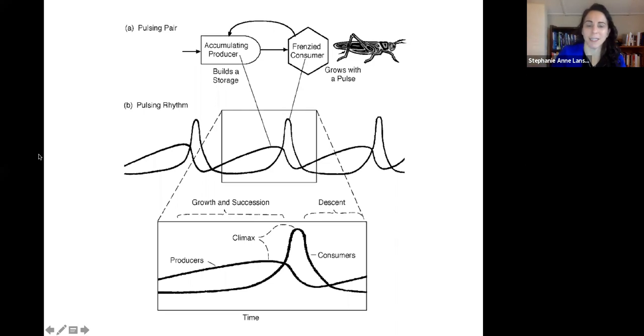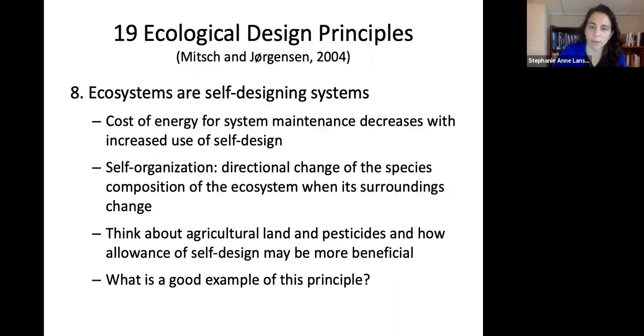And so this idea that there is this pulsing rhythm to life, and so we need to understand that pulse and design around it or with it. Ecosystems are self-designing systems. So again, the cost of energy for system maintenance decreases if we don't have to put as much energy into maintaining it, if the system has developed into a self-designing system.